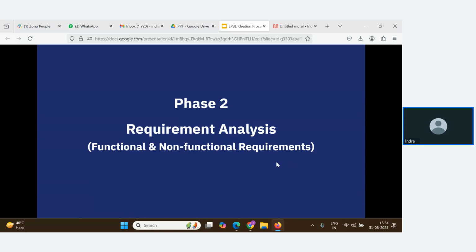Non-functional requirements describe how the system should perform and behave, rather than what it should do. Functional requirement will say what it should do, what tasks it will do, and non-functional requirement will say how it should do. Okay, how it should do. So let us discuss each one of them.